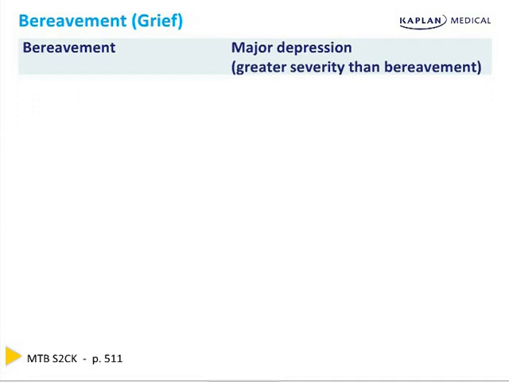Another topic that tends to give students difficulty on the exam is bereavement. And the key here is to note when you treat bereavement and when you don't. And as long as there isn't functional impairment in the person's life, you don't need to treat it. However, it's going to seem extremely close in symptomology to major depression. So let's compare the two.